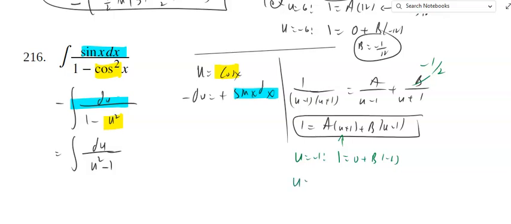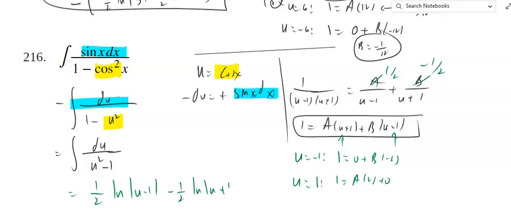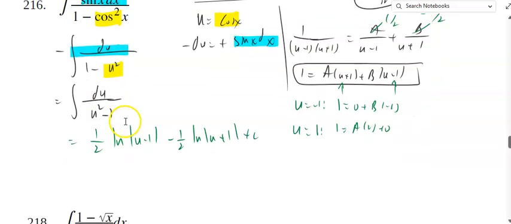And let u equal 1. 1 equal a times 2, plus 0. So this is 1/2. So I know this is 1/2 natural log of u minus 1 minus 1/2 natural log of u plus 1. Now put u back in and everybody's happy.